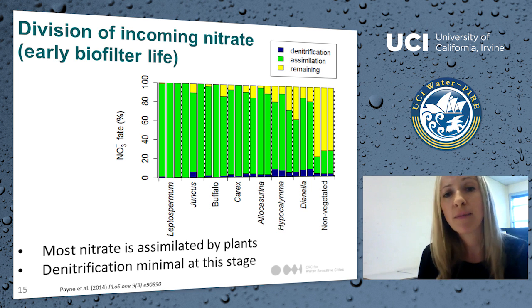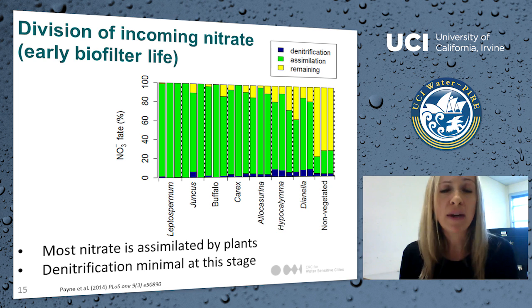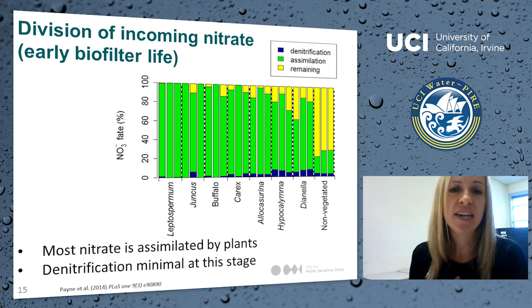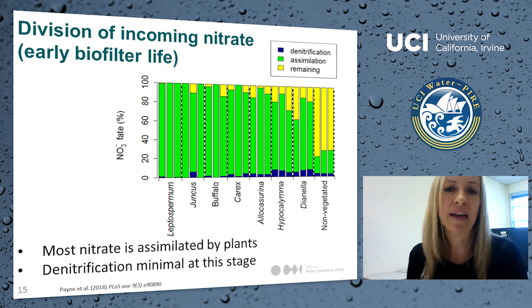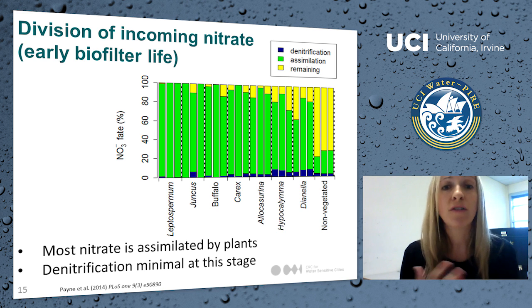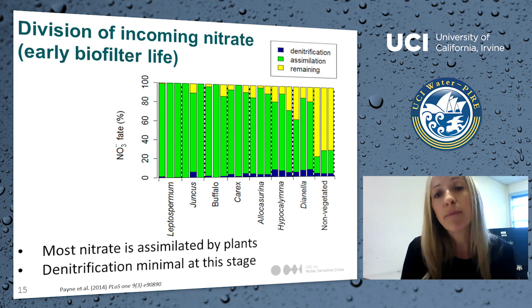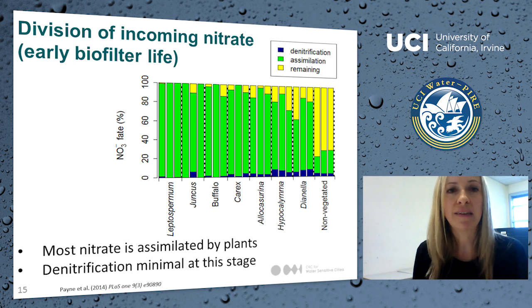So we were very surprised to see that most of the nitrate was being taken up by the plants. Denitrification formed a relatively minimal removal pathway, and particularly for the most effective plant species such as the Leptospermum and the Juncus, we can see that almost all of the nitrate is being taken up by the plants. And we think that the most effective plant species are taking up most of the nitrate in the upper layer of the biofilter before it's able to even reach the underlying submerged zone where the conditions for denitrification exist.